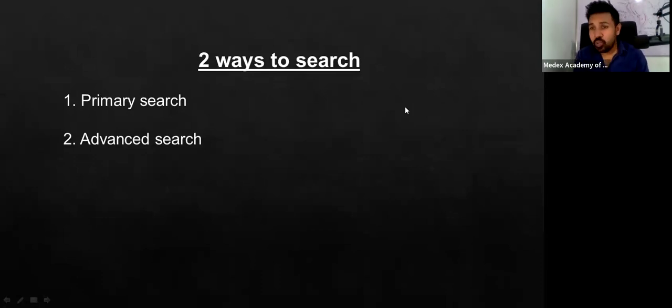So there are two ways to do the search. Two main ways. Number one is called primary search. Number two is called advanced search. The simplest and most commonly referred sources could be Google Scholar or PubMed, right? So go to PubMed and see.